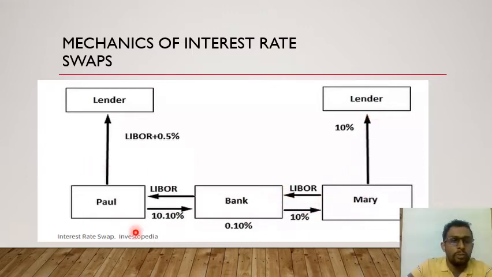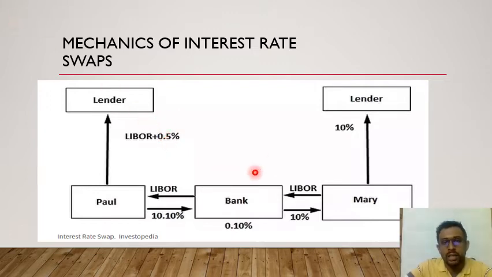Effectively, Paul is only paying this 10.10% plus this 0.05%, which is actually fixed for Paul, and Mary is paying LIBOR to the bank, which is floating for Mary. So both of them have achieved whatever they wanted to do. And for the bank, they are getting LIBOR and paying LIBOR. They are getting 10.10 from Paul and paying 10% to Mary. The net gain for the bank is 0.10, which is the riskless profit that the bank is making in between. So for everyone it is a win-win situation. This is how interest rate swaps work in real life.